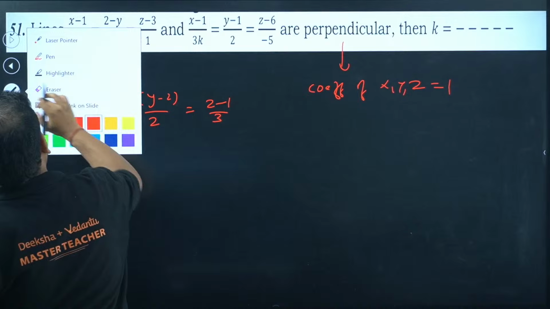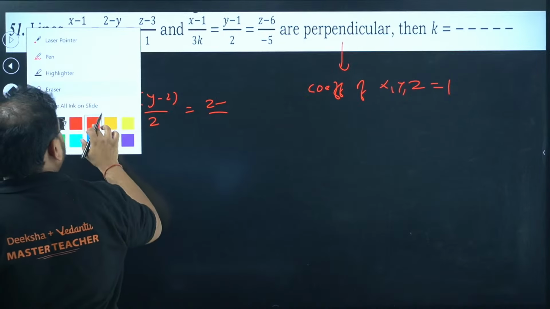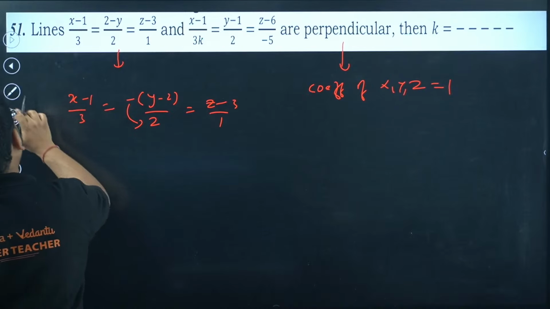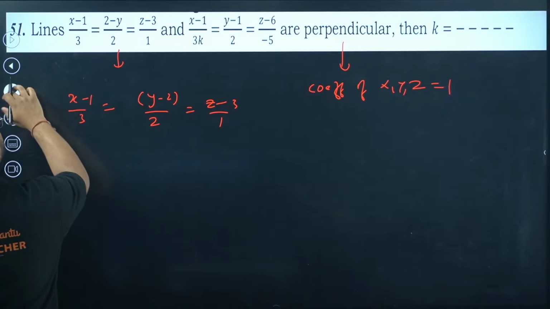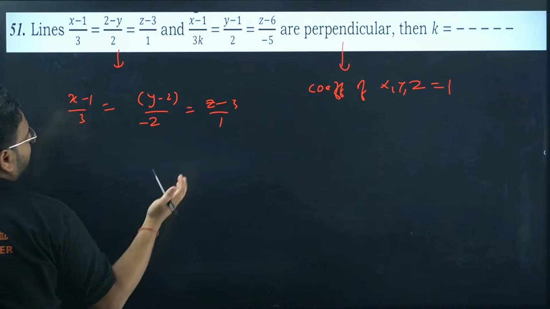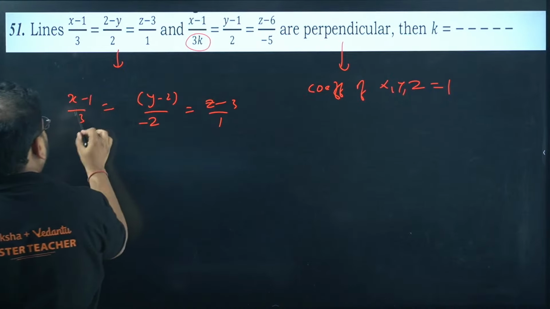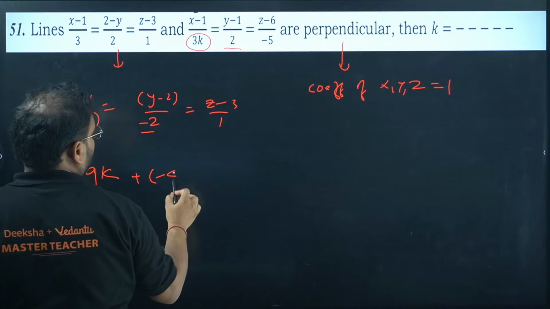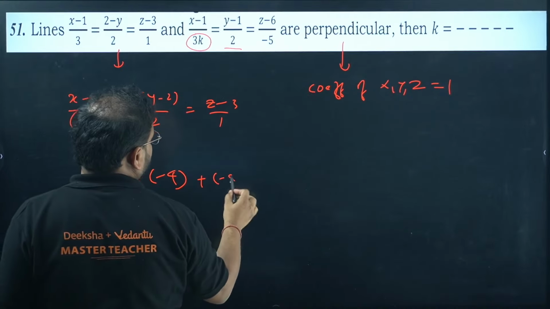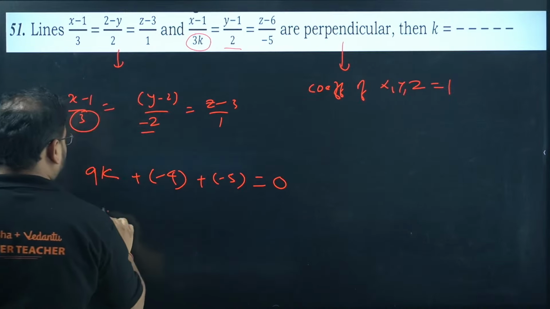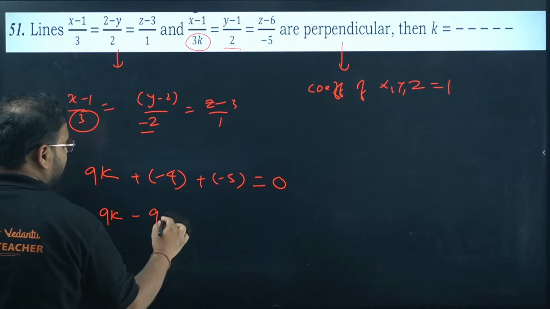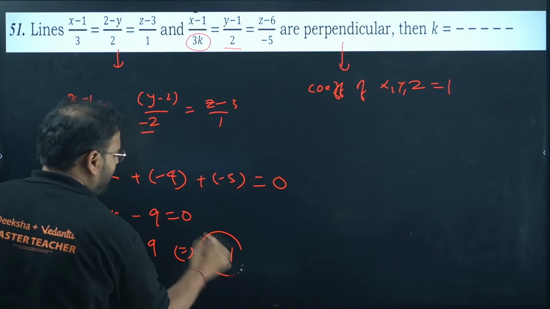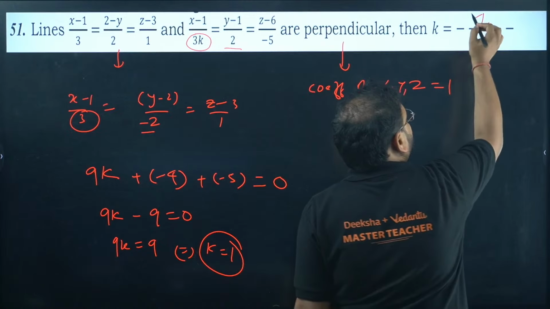Over here, I made a mess. Let me change that. Z minus 3 upon 1 actually. You're going to move this sign over here. Move the sign with the denominator. So we'll have minus 2 here. Now you can take the product. This product with this one will give me 9k. 2 into minus 2 will give me minus 4. And minus 5 into 1 will give me minus 5. And this should be perpendicular, meaning 0. So I get 9k minus 9 is 0. It means 9k is 9. K is 1. The value of k is actually equal to 1.